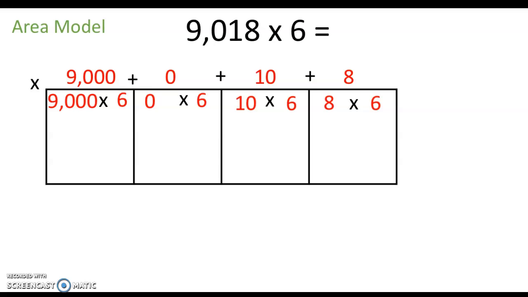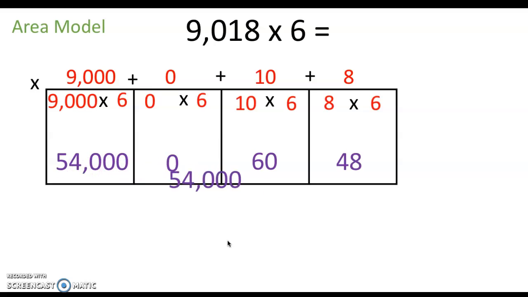Then we know we're going to multiply. 9 times 6 is 54, plus 3 more zeros. 0 times 6 is 0, because anything times 0 will always be 0. 10 times 6 is 60. 8 times 6 is 48.